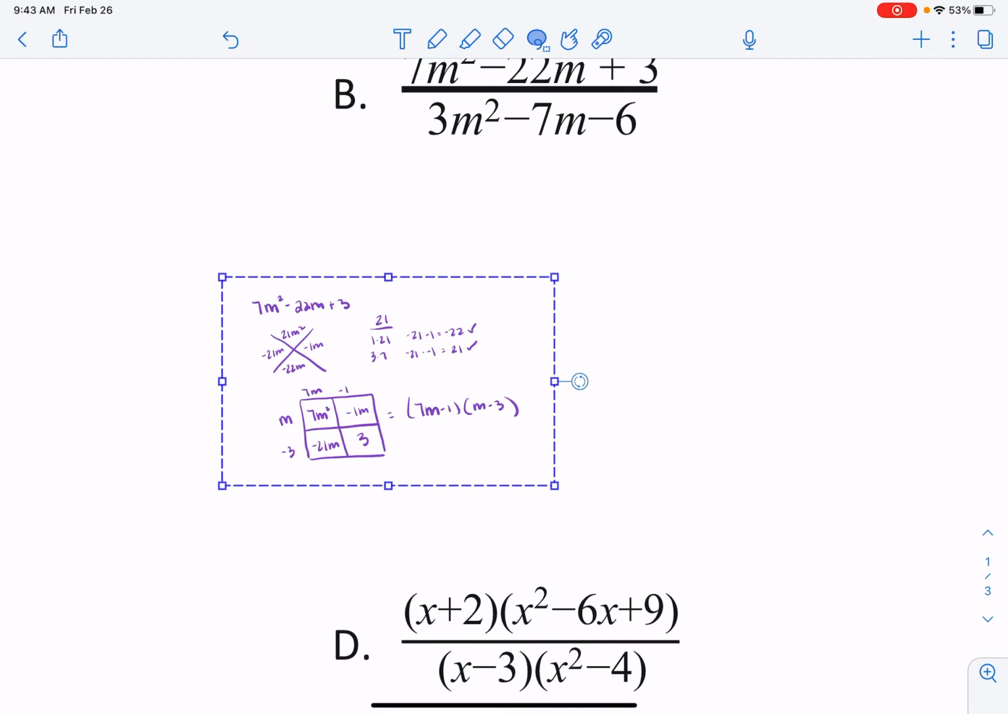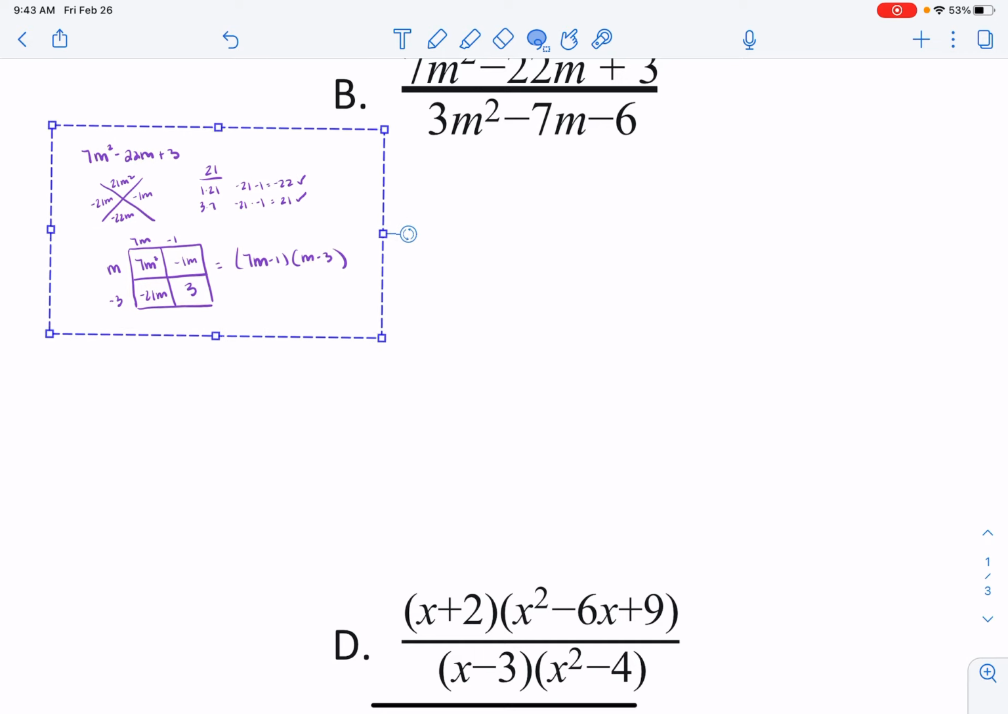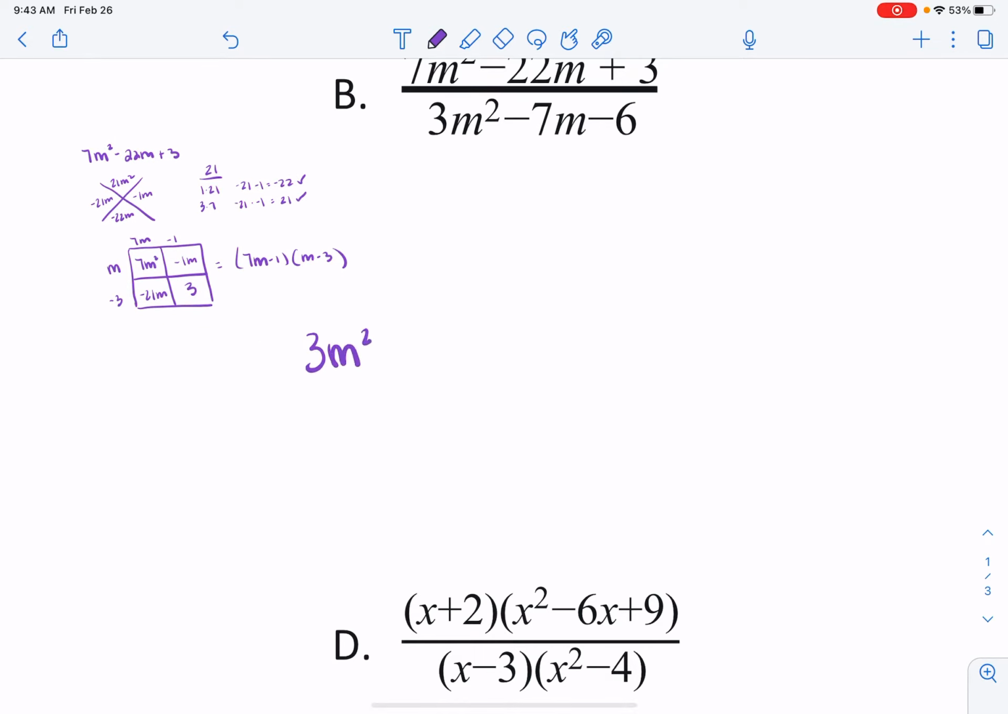Okay, just get this out of the way. Now let's look at 3m squared minus 7m minus 6. So we'll make our diamond. Negative 7m goes here. 3 times negative 6, that's negative 18m squared. So what multiplies to be negative 18 but adds to be negative 7?